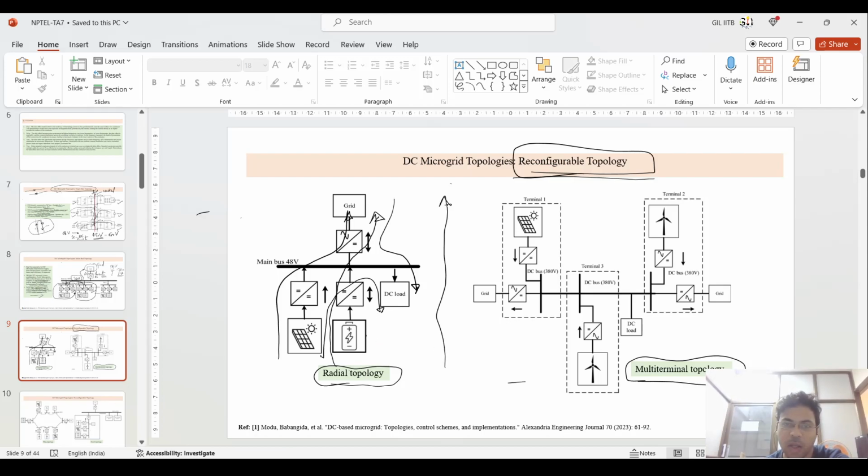So one way transfer of power is possible, not two way, from the generating source point of view. A generating source should not consume. It can consume through the DC bus bar.